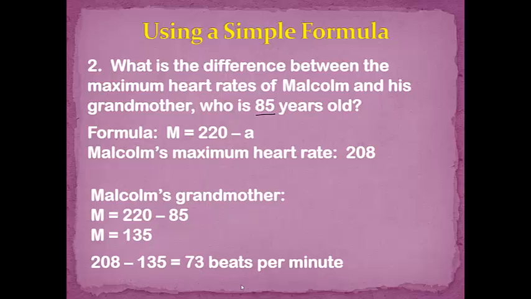Now we need to take the maximum heart rate for Malcolm, which was 208, and subtract the maximum heart rate for Malcolm's grandmother, which was 135. When we subtract 208 minus 135, we get 73 beats per minute.